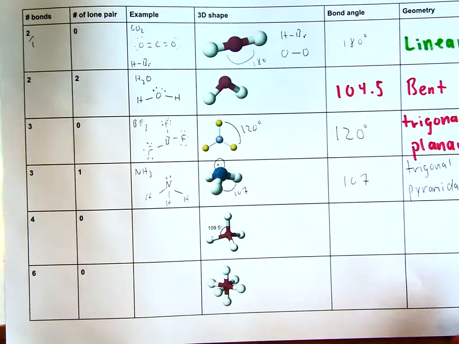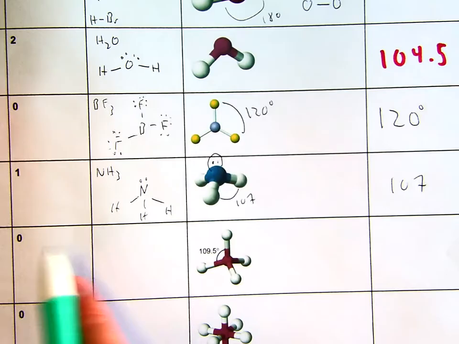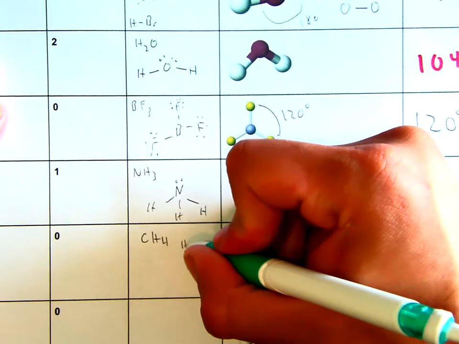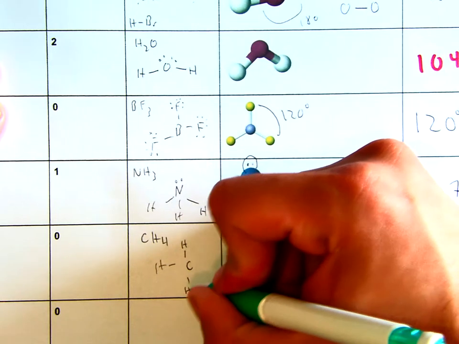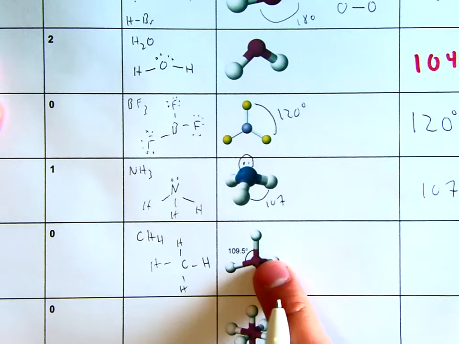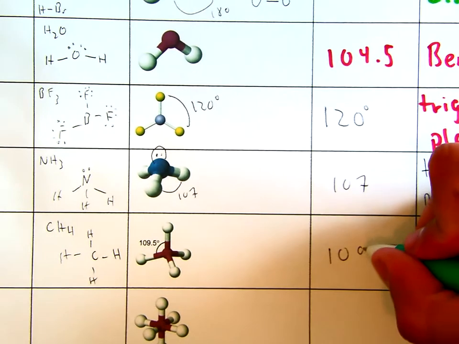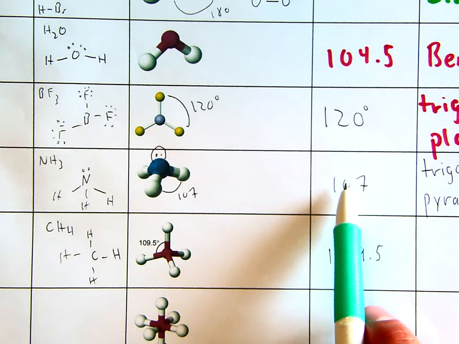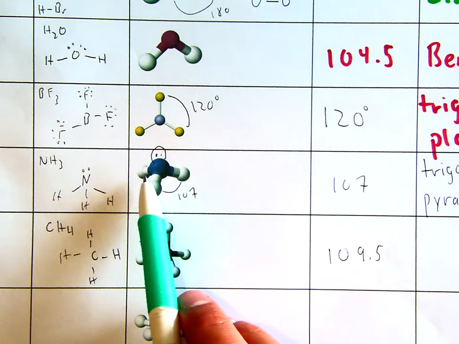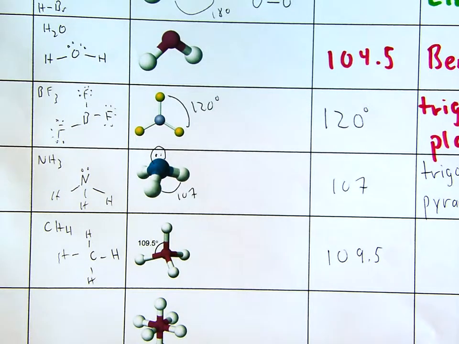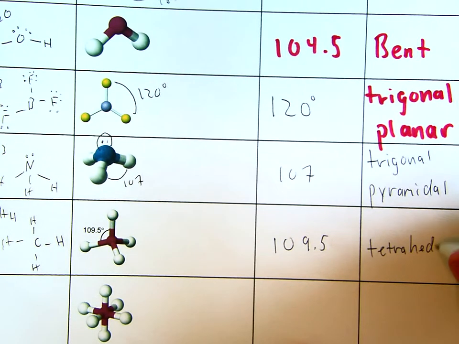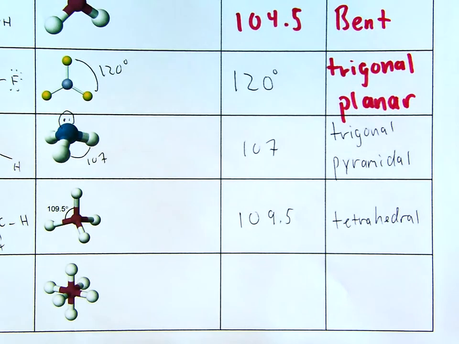Okay, moving on here, when we have 4 bonding regions with 0 lone pairs, such as CH4, for example, H, H, H, H, the bond angle is 109.5. If you notice this bond angle, it is very similar to this, but the bond angle is smaller there because those electrons on top really push everything down. This is going to be called tetra, tetra for 4, tetrahedral. Tetrahedral is my shape. Okay.